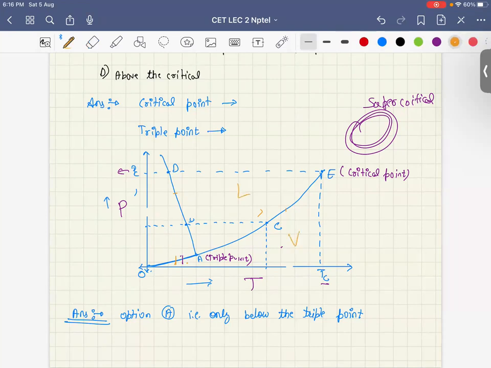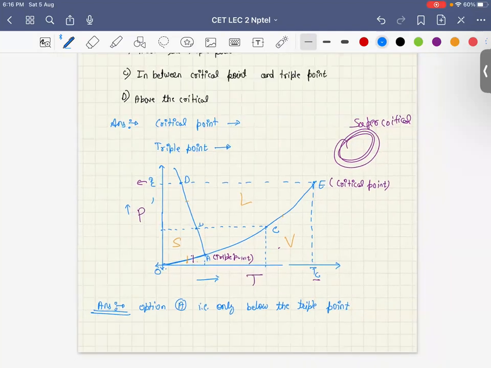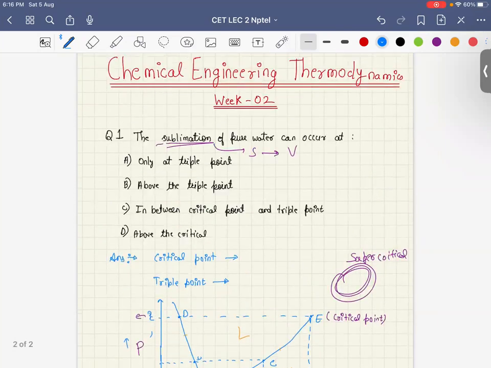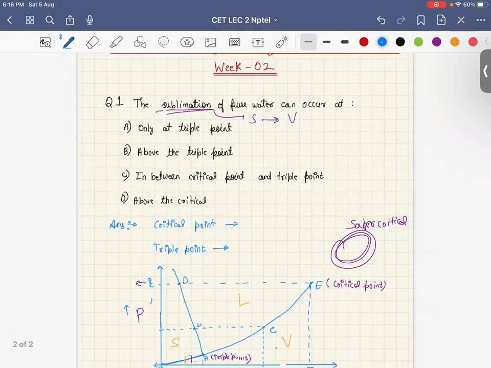This has to be liquid, and then this will be a solid. Right. So what the question is, suppose we have the area O to A. This region, this sublimation can happen. Yes. So the answer is, the options are given. Yes. The options are not like that. No, it's written like only at a triple point.